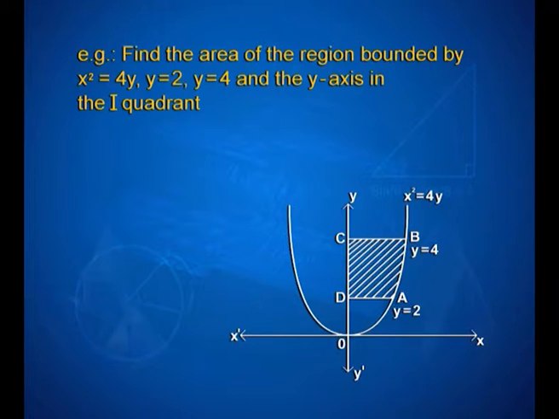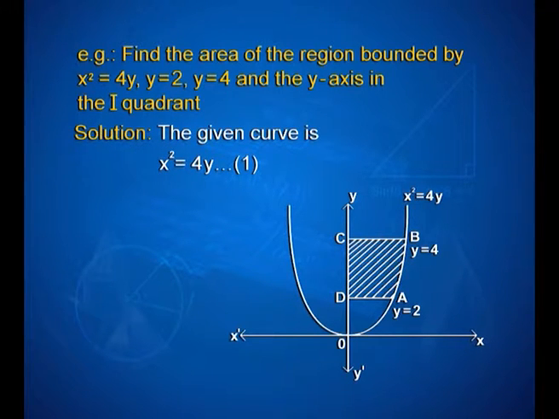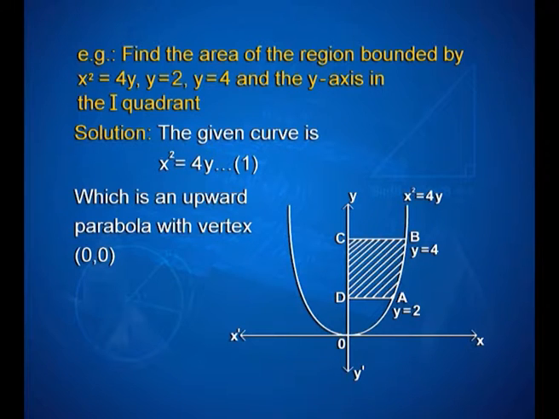Another example here: find the area of the region bounded by x square is equal to 4y, y is equal to 2, y is equal to 4 and the y axis in the first quadrant. For the solution, the given curve is x square is equal to 4y, which is an upward parabola with vertex at the origin 0, 0, and y is equal to 2 and y is equal to 4 are the lines here, and we are supposed to find the shaded area A, B, C, D.